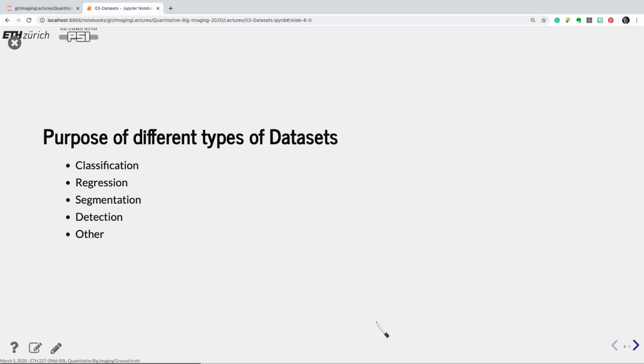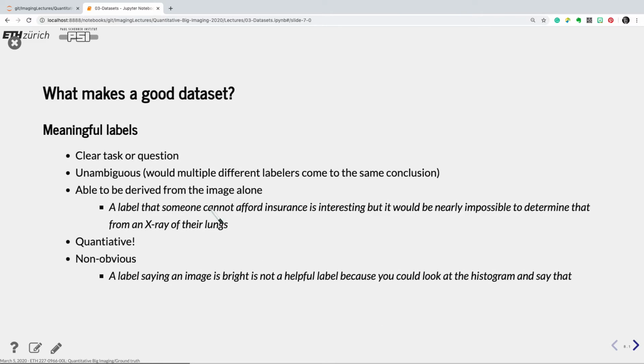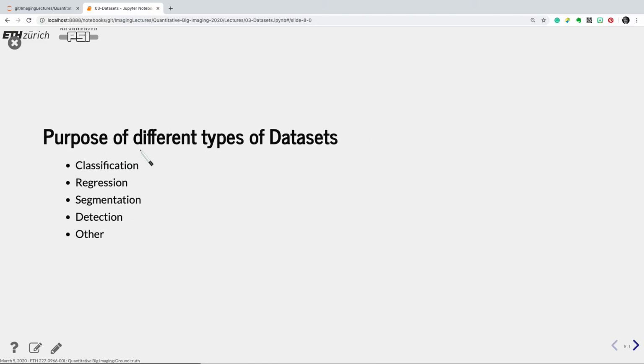Then the purpose of the data set also has to be defined. It actually goes back to the first question, a clear task or question. So the purpose, what you want to do with the data: do you want to classify something, do some regression on the data, segmentation, detect some change of some kind, or something else. That is important to define when you define your data set.